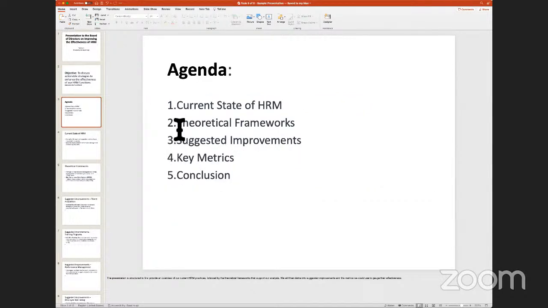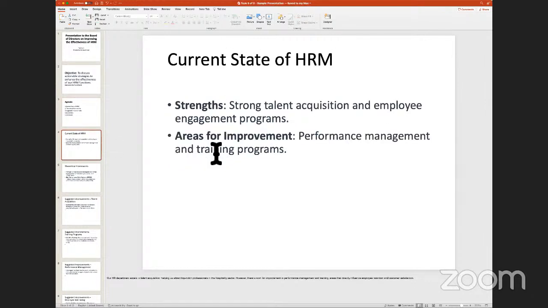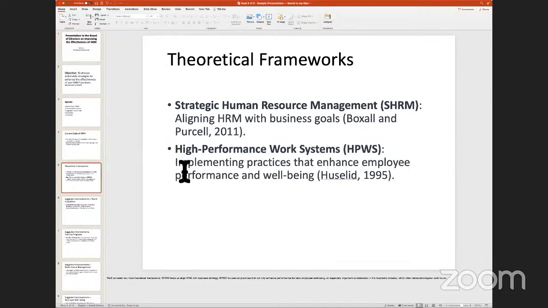Now, I've drawn up an agenda, so I'm going to talk about this in 5 different major points: current state, theoretical frameworks, suggested improvements, how we would measure those improvements towards the end, and then the conclusion. For the current state of HRM, I've looked at the organization. The strengths are that we are able to acquire talent and have employee engagement programs. The improvement areas tend to be that we don't have any strong training programs, and how we measure the performance of employees is weak. And then the frameworks that I put very briefly, the 2 frameworks that I'm going to be using.